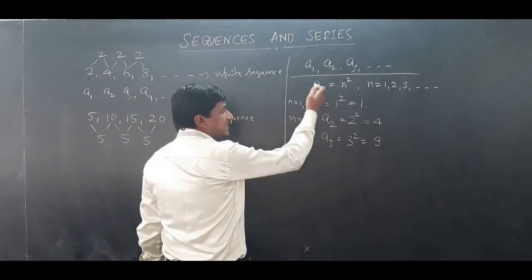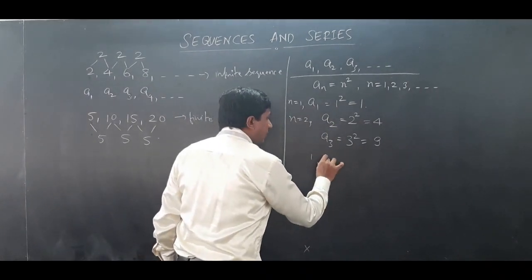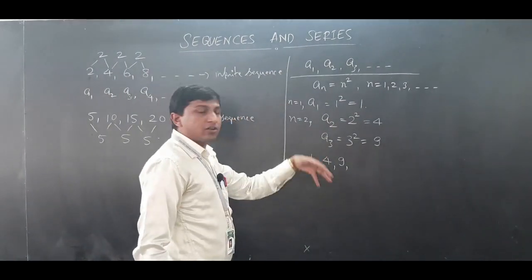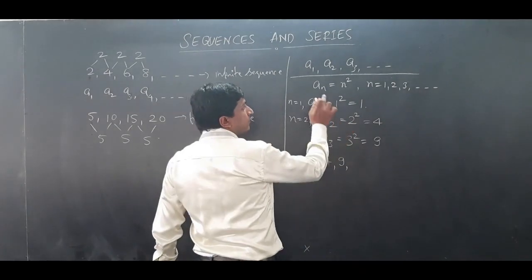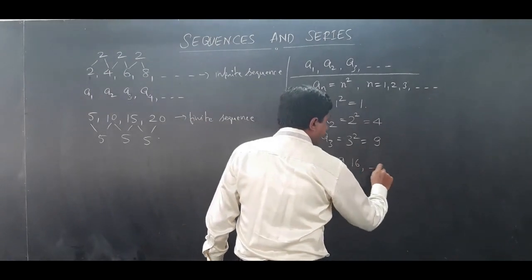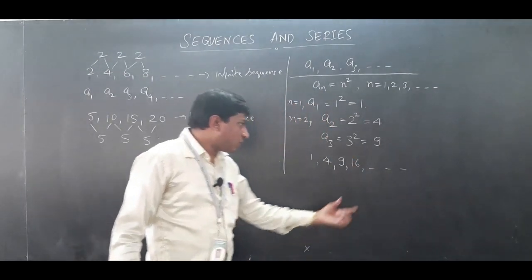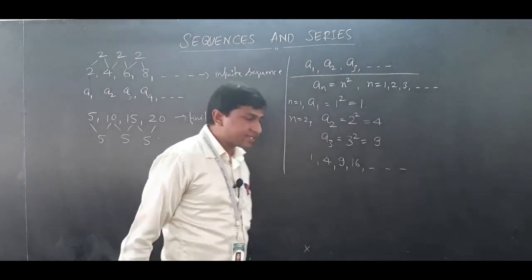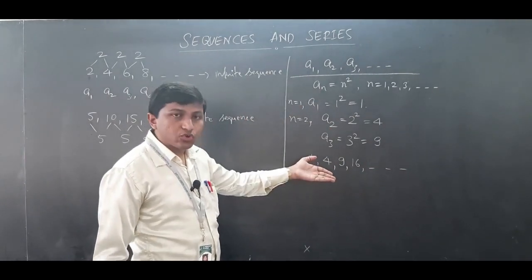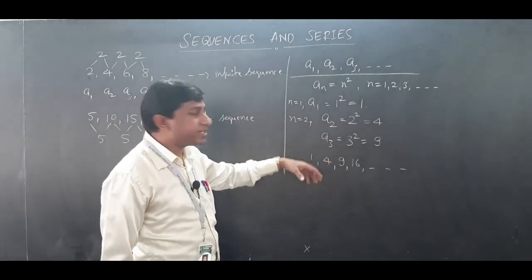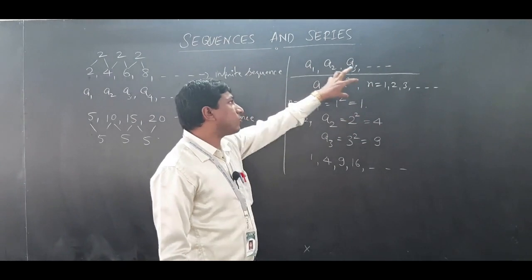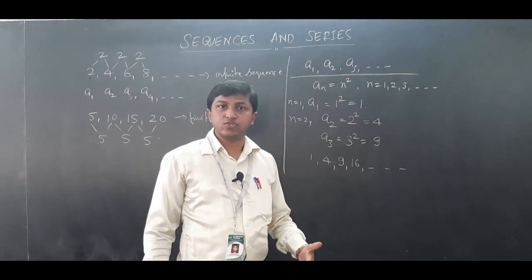So writing this sequence of numbers, I can write 1, 4, 9. Can anyone tell me the next term, the fourth term will be what? A4 will be nothing but 4 square. 4 square will be nothing but 16 and so on. So to denote that it is an infinite sequence of numbers, I just put 3 dots after 16. So you can also denote a sequence of numbers by a general term, or the nth term we call it. In a general way, we can define the sequence of numbers.